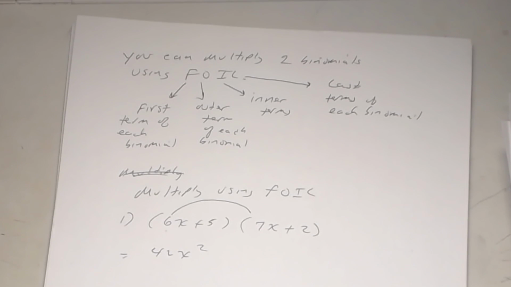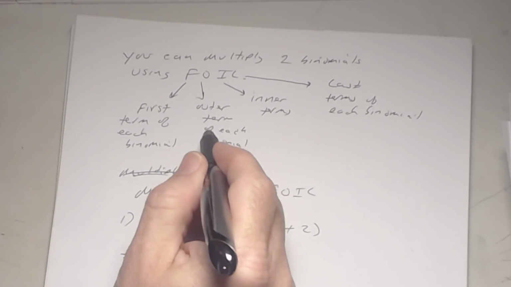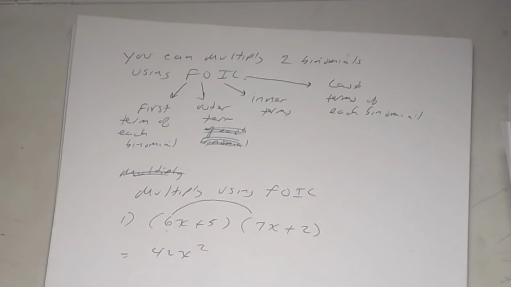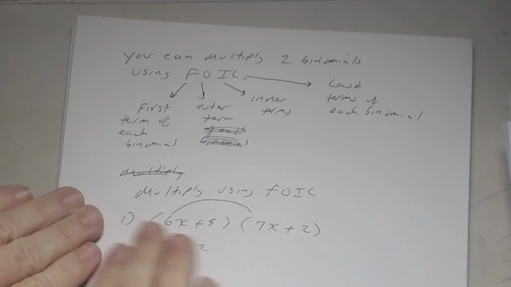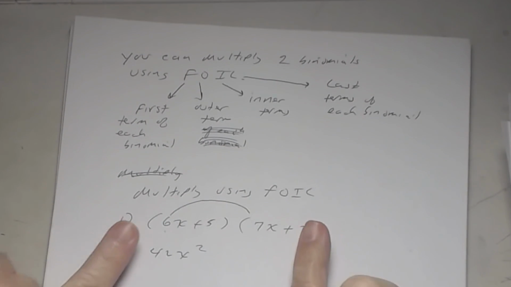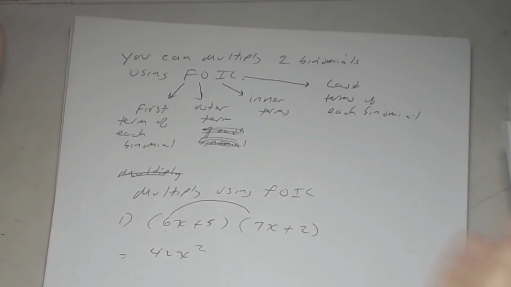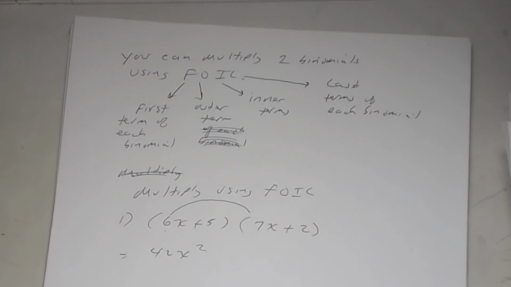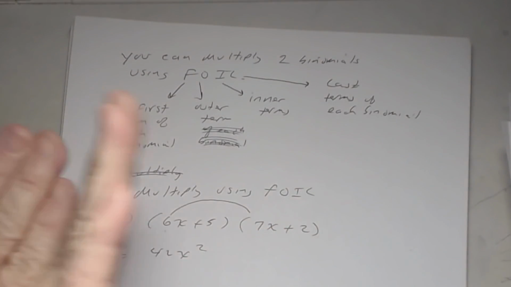The outer, I didn't mean the outer term of each binomial. Take those words out. Just say outer terms. Now, here's something about outer terms. If you look at this expression right here, what terms are on the outside that you see? The 6x and what? 2. So that's the outside, the terms you see on the outside.